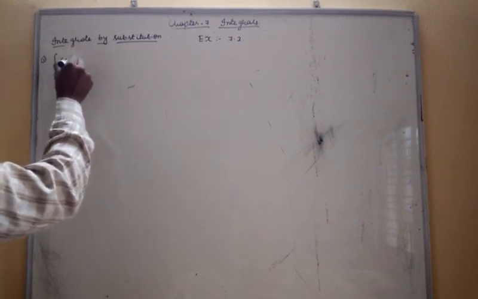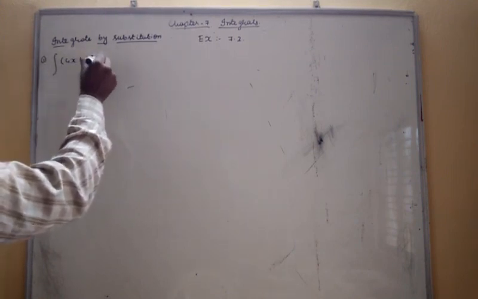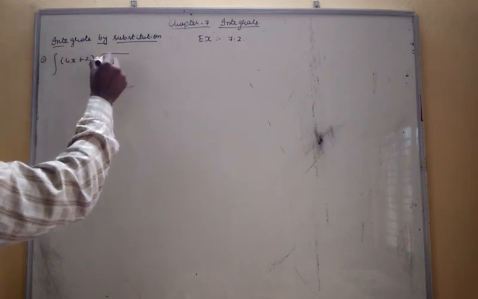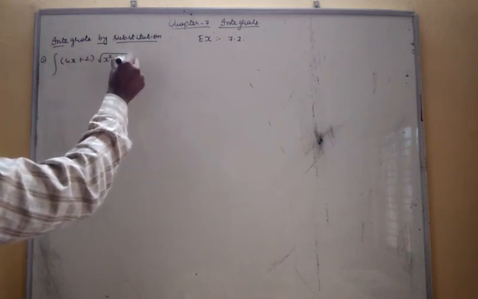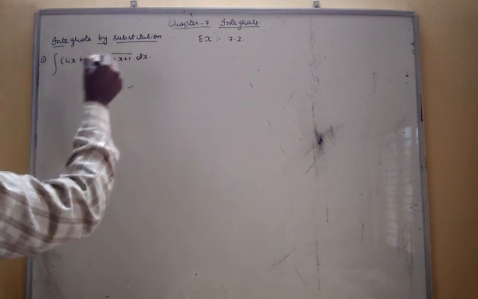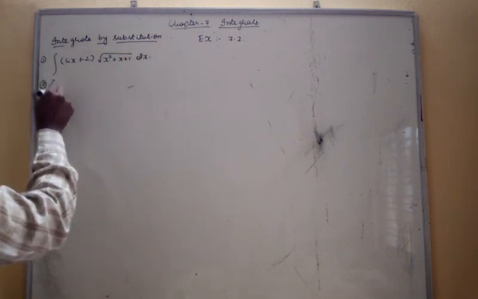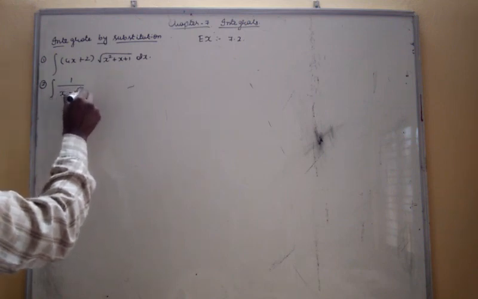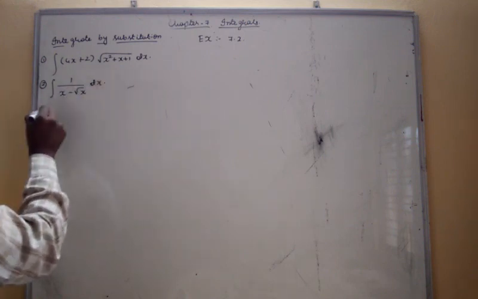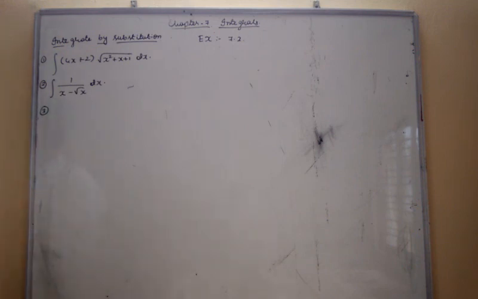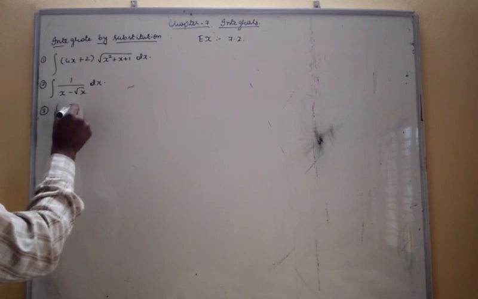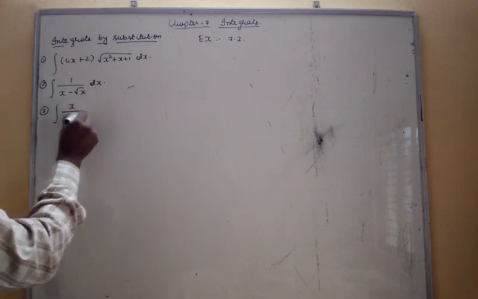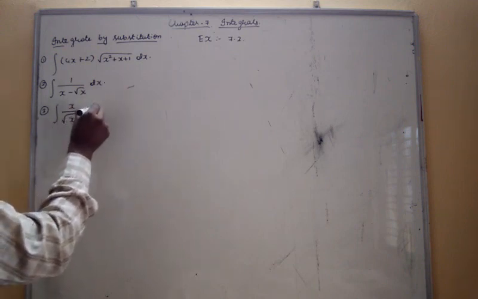Integration of 4x plus 2 into square root of x square plus x plus 1 dx. Then second one, integration of 1 by x minus root x dx. The next, third one, integration of x by root x plus 4 dx.